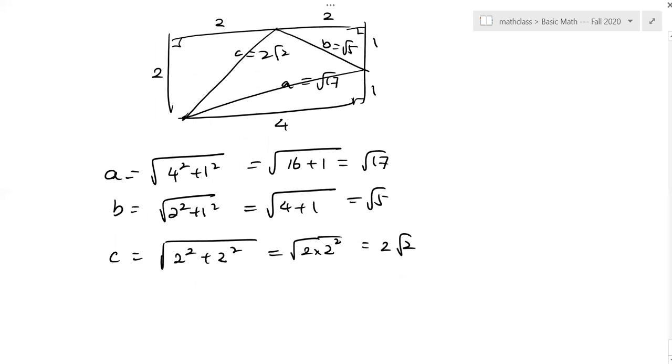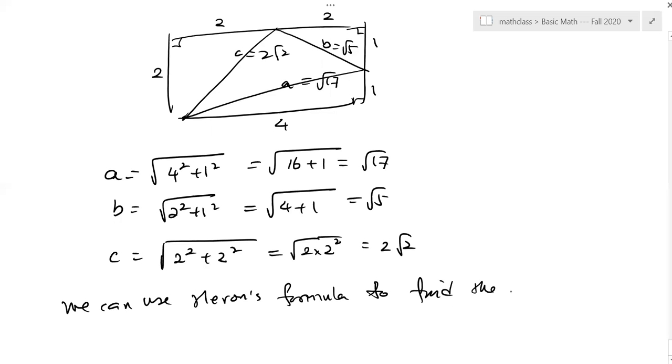Okay, so the question is, how do we find the area? Now, you can use a formula to find the area, but it's very complicated. We can use Heron's formula to find the area because you already have the 3 sides given, right? But it will be very complicated.